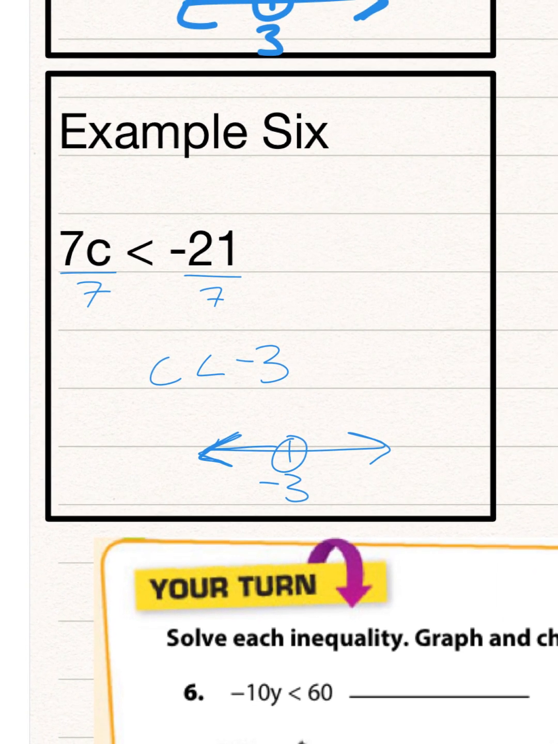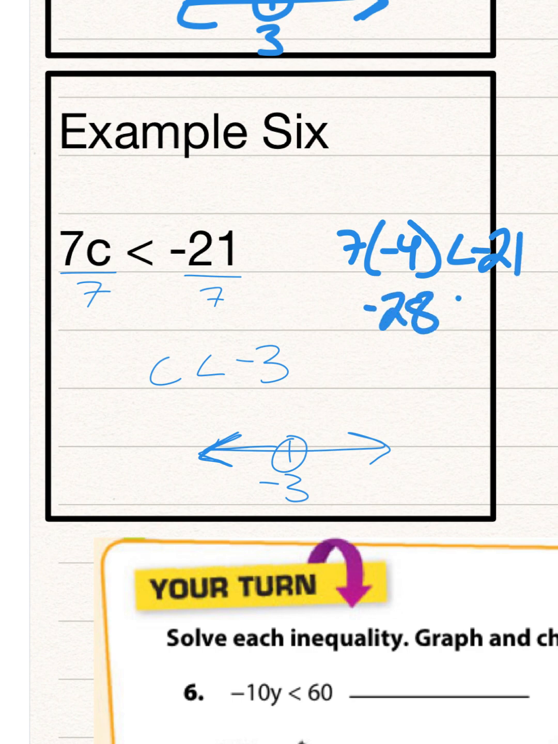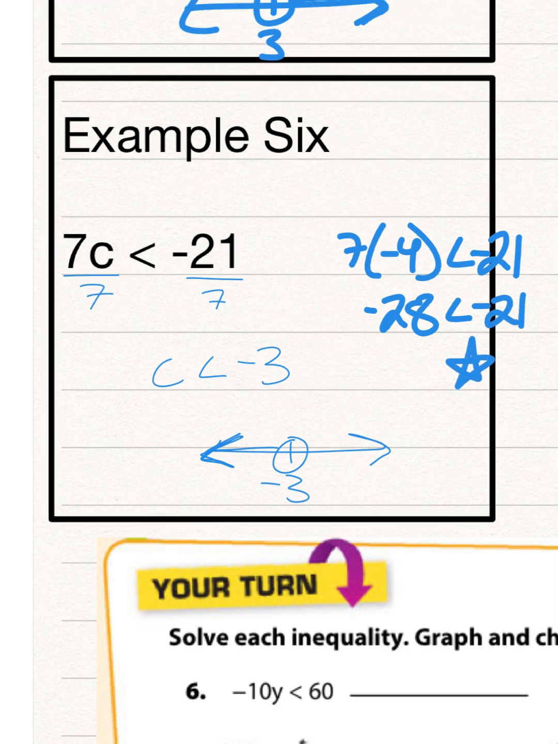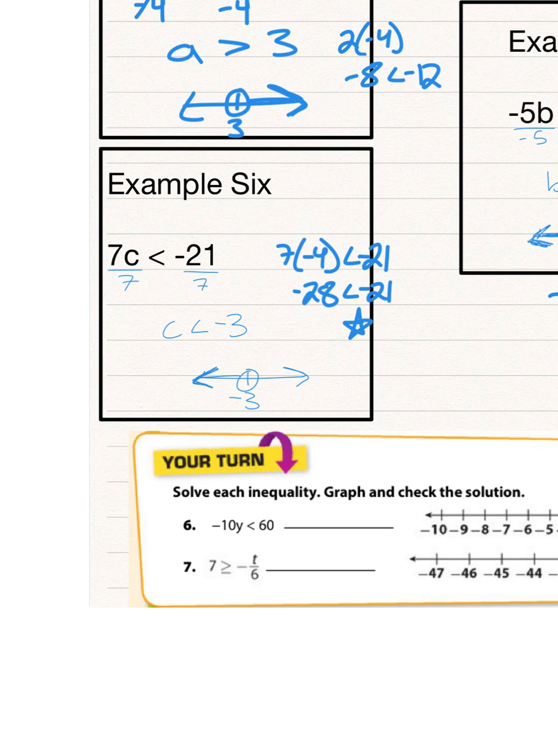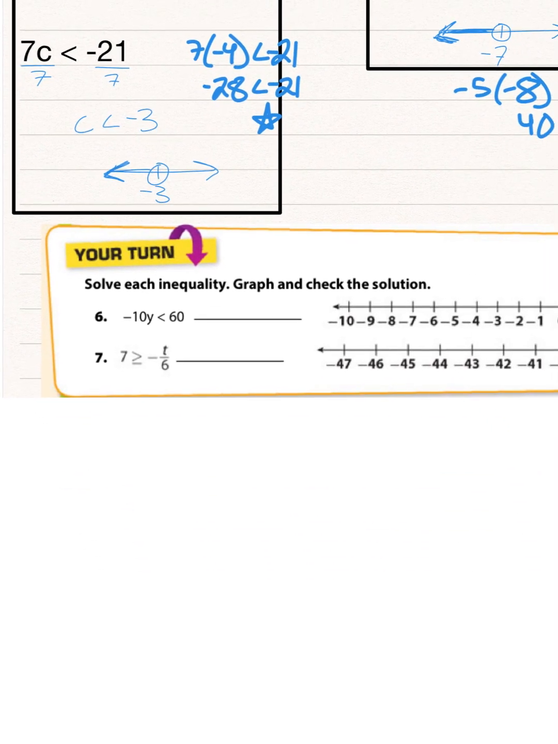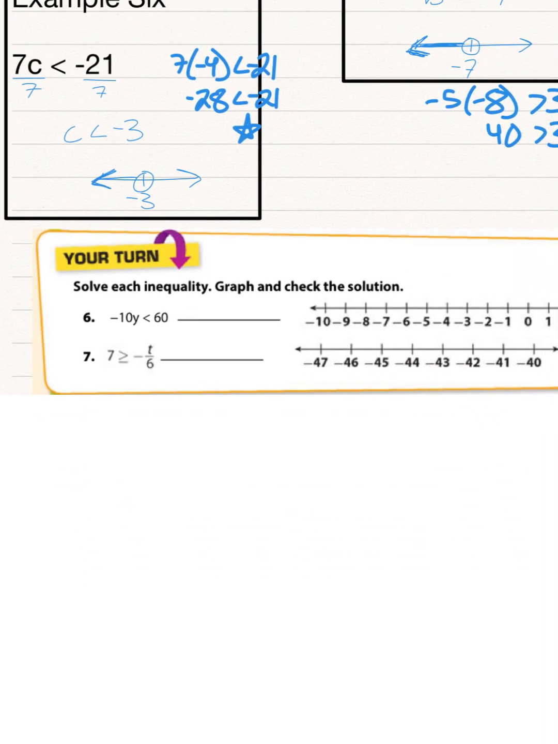Now we can test this again. If c is less than negative 3, then negative 4 should work. If I plug in negative 4, that should be less than negative 21. 7 times negative 4 is negative 28, which, yep, is less than negative 21. We are correct. All right, I want you to try these two at the bottom. Pause the video, and then play it back to see if you get it right.